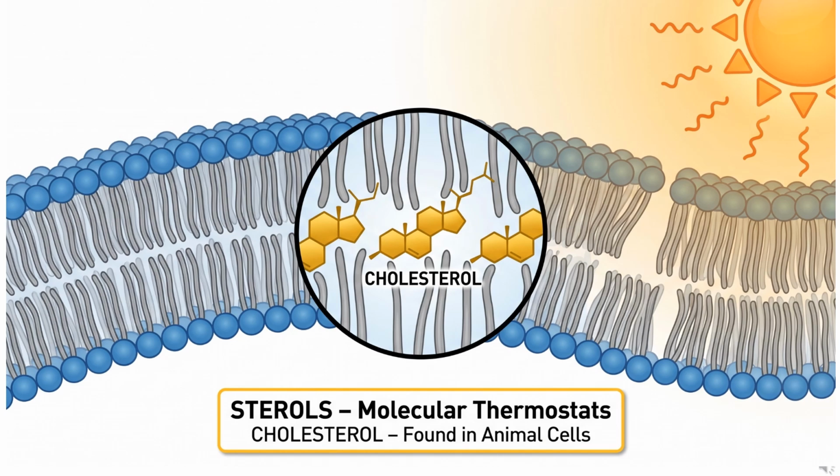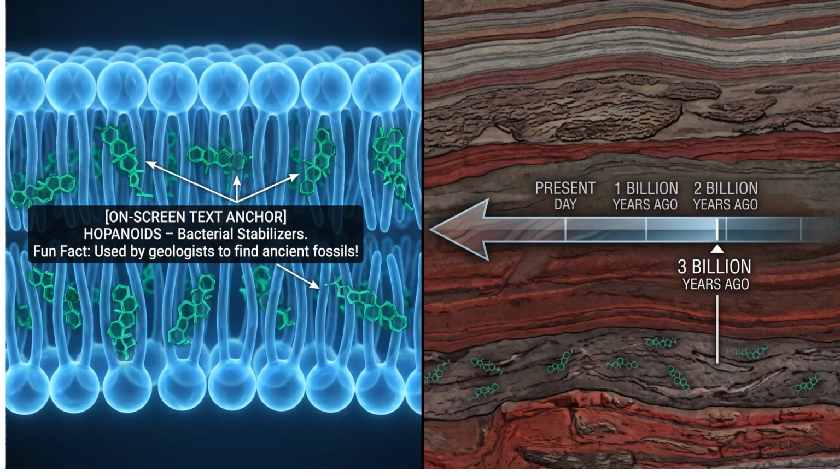In animal cells, this is cholesterol. Yes, the same cholesterol your doctor warns you about is actually a structural lifesaver at the cellular level. When it gets hot, cholesterol grabs the phospholipids and pulls them together, keeping the membrane intact. When it gets freezing cold, cholesterol wedges itself between the tails, preventing them from packing too tightly and turning into ice. But what about bacteria?